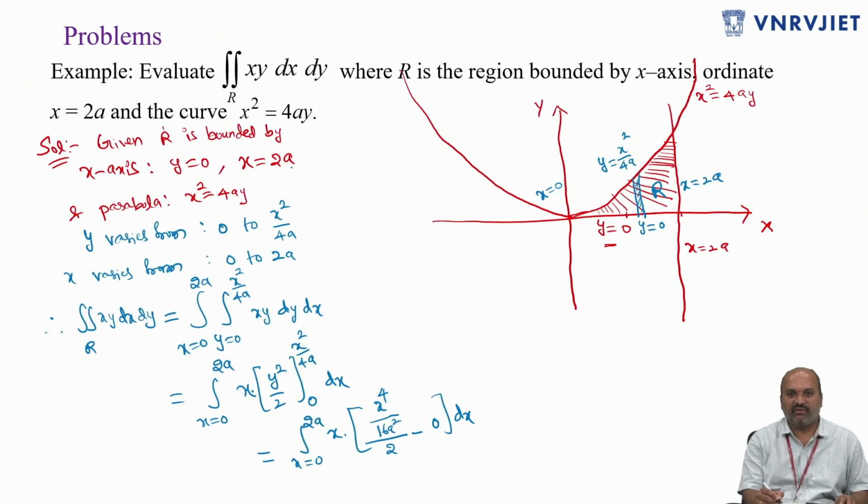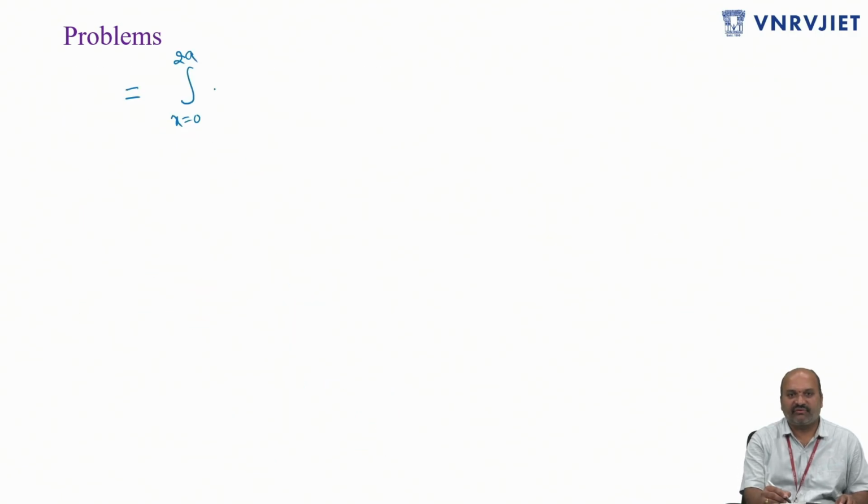So it is x into x square by 4a, x power 4 by 16a square by 2. So this is 16a square by 2, which means this is 32a square actually. This x power 4 is the denominator. If you consider this, x power 4 by 32a square, x power 4 into x is x power 5. So it is x to the power of 5 divided by 32a square into dx.